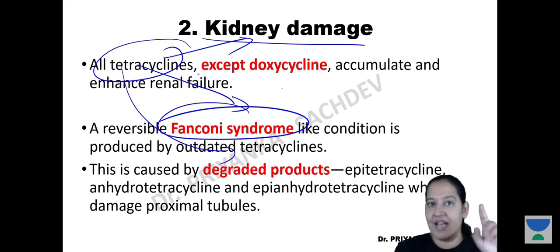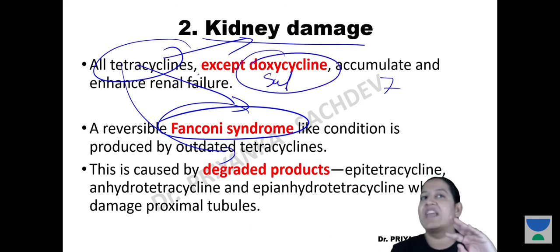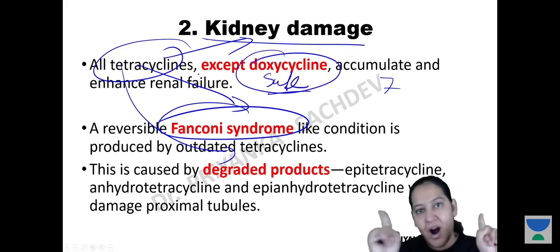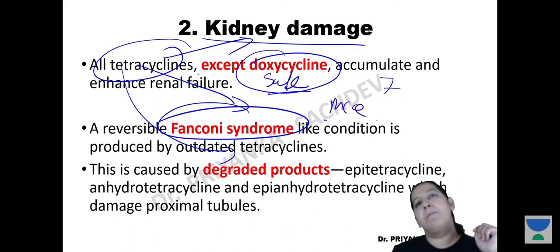Only one tetracycline is an exception. There are 7 tetracyclines. Now you know group 1, group 2, group 3. You know the classification. Out of 7, only doxycycline is safe in the kidney. It does not damage the kidney. So learn doxycycline. It is an exception important for MCQs. All exceptions are important for your MCQs.